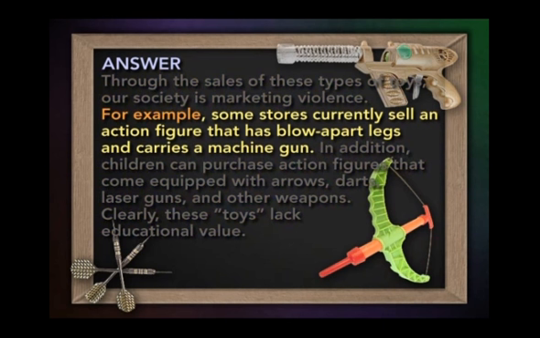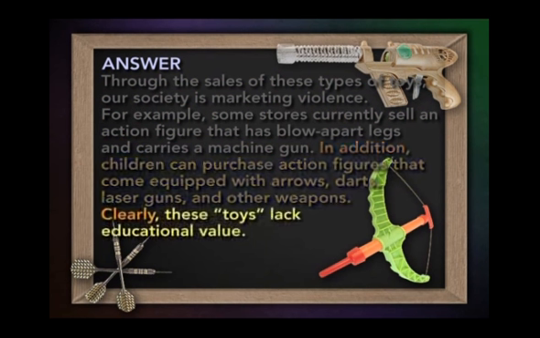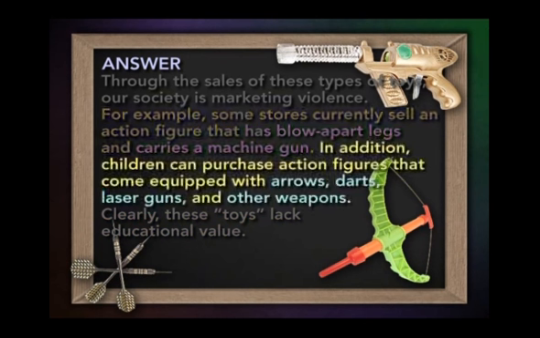I used "for example" because some stores currently sell an action figure that has blow-apart legs and carries a machine gun, which is an example of a toy that is being marketed for violence. I used "in addition" to show another example, and I used "clearly" for emphasis. In addition, I used a great deal of parallel structure. Has blow-apart legs parallels carries a machine gun. Arrows, darts, laser guns, and other weapons are all parallel because they are all nouns.